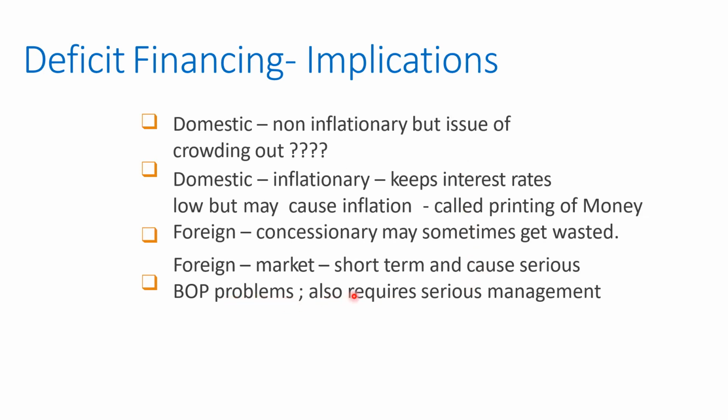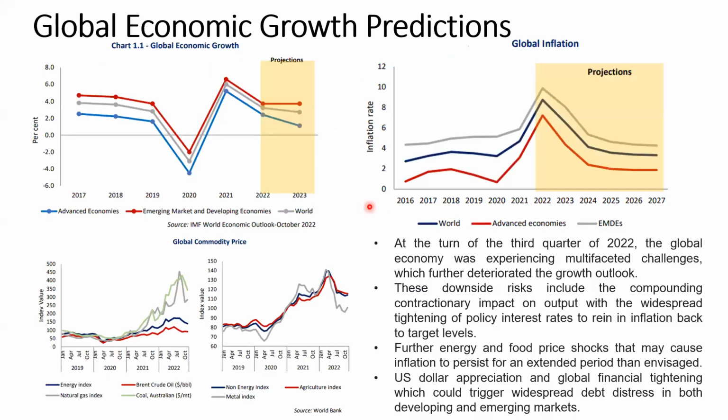Then population problems also require serious management. Then we can see the economic predictions and other things. Now you can see this is the global economic growth. This is the IMF World Economic Outlook. Now you can see this 2019. Now advanced economies, emerging market economies, and the world.